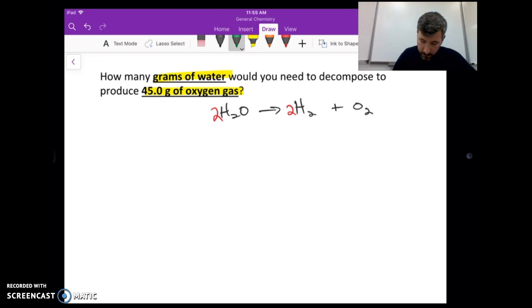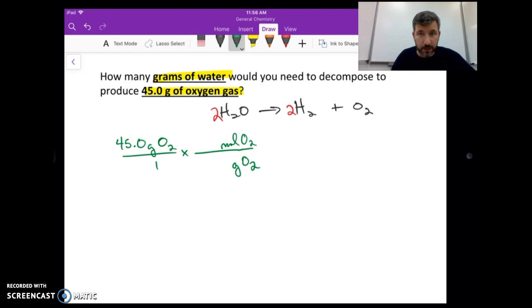So if I have 45 grams of oxygen, and I want to get rid of grams of oxygen, I'm going to put that on the bottom. Now again, I want to go to grams of water, but I can't go directly from grams of one thing to grams of another. So what do you think the stepping stone for this problem is going to be? What unit do you think is going to go on the top? Okay, so it's going to be moles of O2.